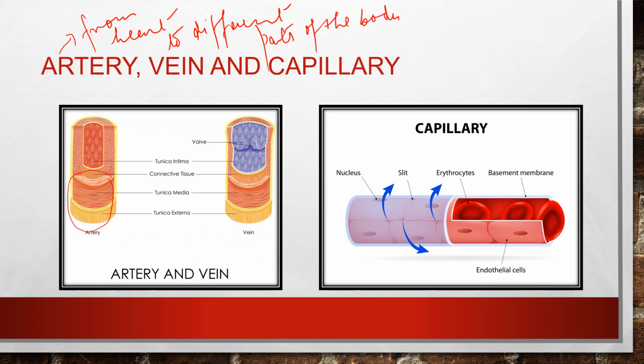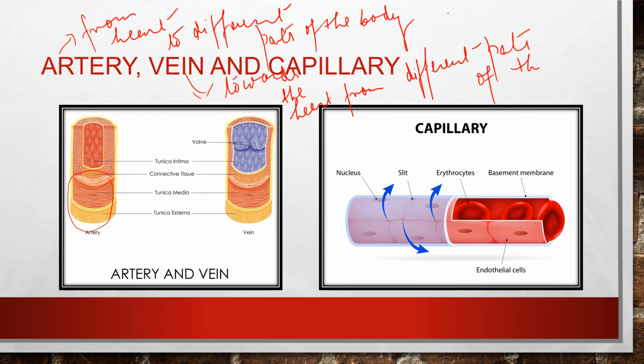Is it clear? Now, what is the function of veins? Veins are thin-walled and they carry blood from different parts of the body towards the heart. So it's just the opposite function. Arteries have very thick muscular walls and carry blood from the heart to different parts of the body, whereas veins carry blood towards the heart from different parts of the body. This is the difference in function of artery and vein. Both carry blood, one away from the heart and one towards the heart.